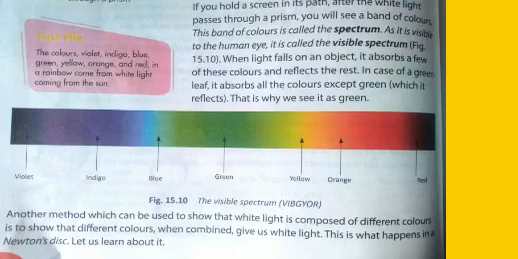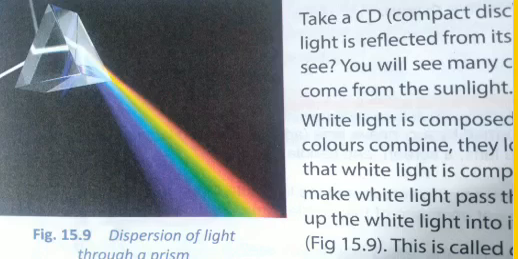White light is composed of 7 colors: violet, indigo, blue, green, yellow, orange, and red. These 7 bands of colors are called a spectrum. It is visible to the human eye, so it is called the visible spectrum. Now, when the light passes through a glass prism, it splits up the white light into its constituent colors, as in figure 15.9. It is called dispersion of light.